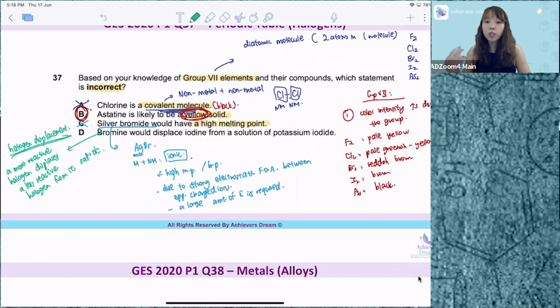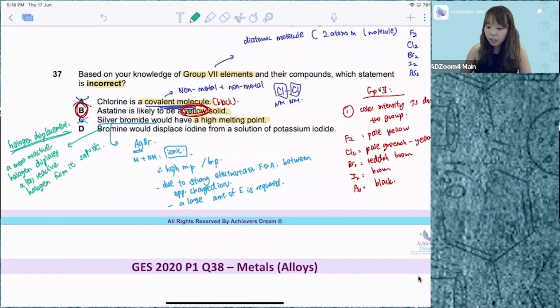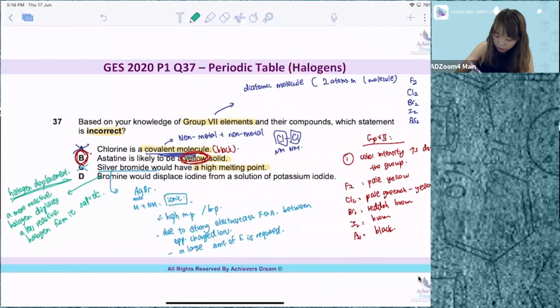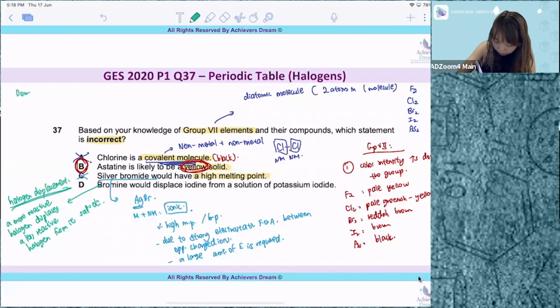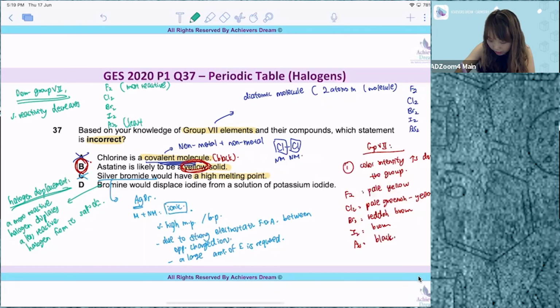So you need to know the reactivity of your group 7 elements. I'm going to write here: down the group, reactivity decreases. So fluorine, chlorine, bromine, iodine, and astatine. Fluorine is the most reactive, and astatine would be the least reactive.